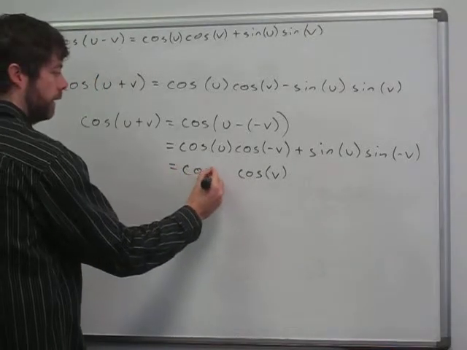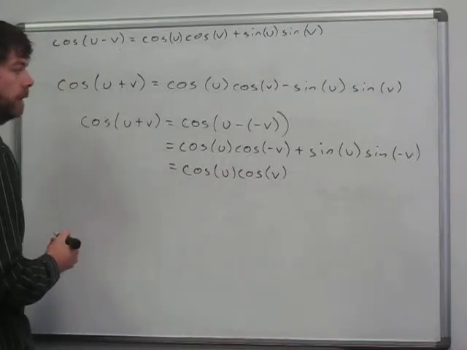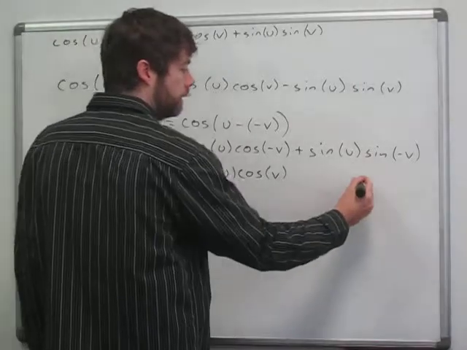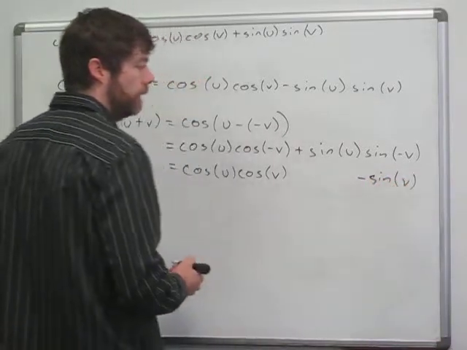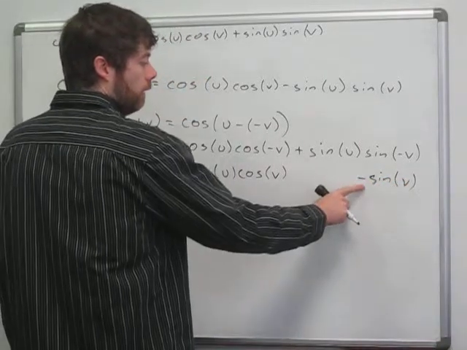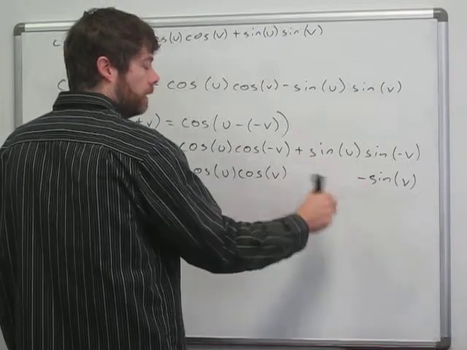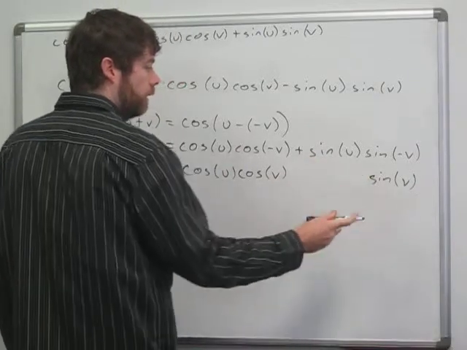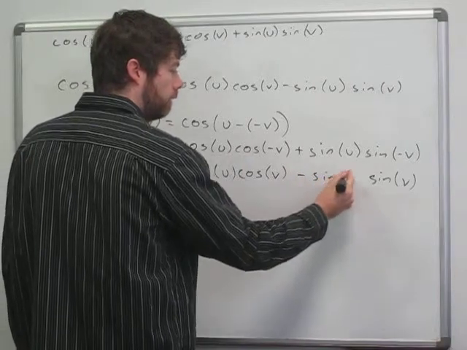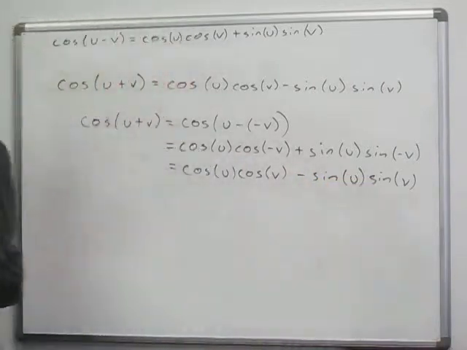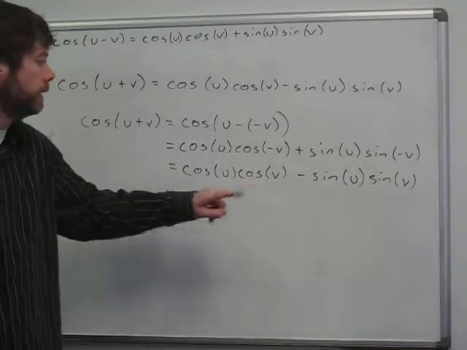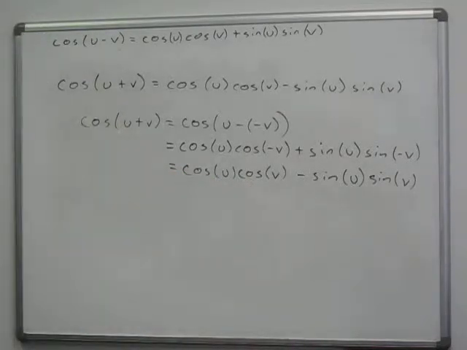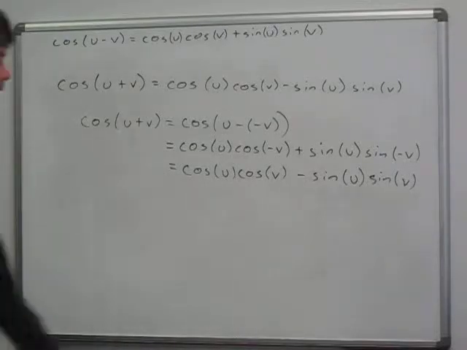So here we have cosine u cosine v. Sine is an odd function, so sine of negative v is negative sine of v. But this is being multiplied by positive sine u, so I'm going to bring this negative out front. And we get that cosine of the angle sum is cosine u cosine v minus sine u sine v, which is exactly what we're looking for. Let's look at another one.